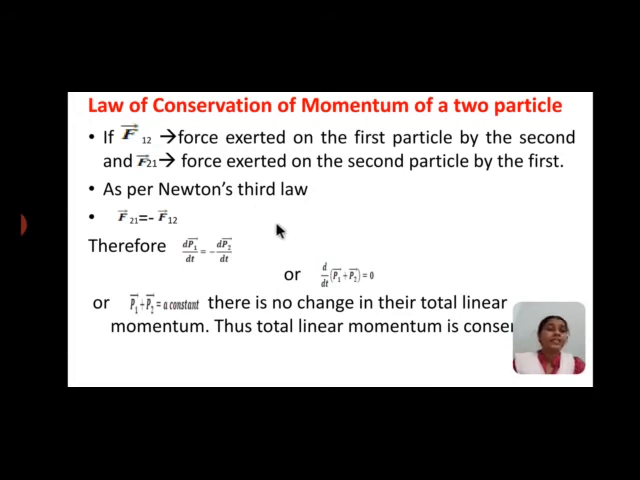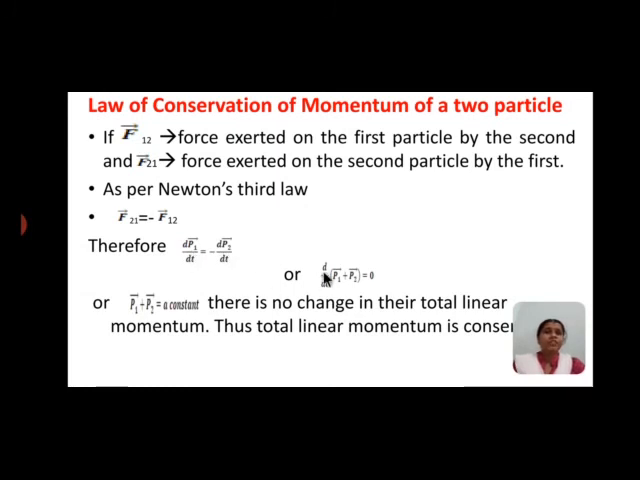They are equal in magnitude but opposite in direction. It is Newton's third law of motion. So we can write F21 is equal to minus F12. Or else, in terms of the rate of change of linear momentum, the rate of change of linear momentum P1 of the first particle is equivalent to minus the rate of change of linear momentum P2 of the second particle. So dP1 by dt is equal to minus dP2 by dt.